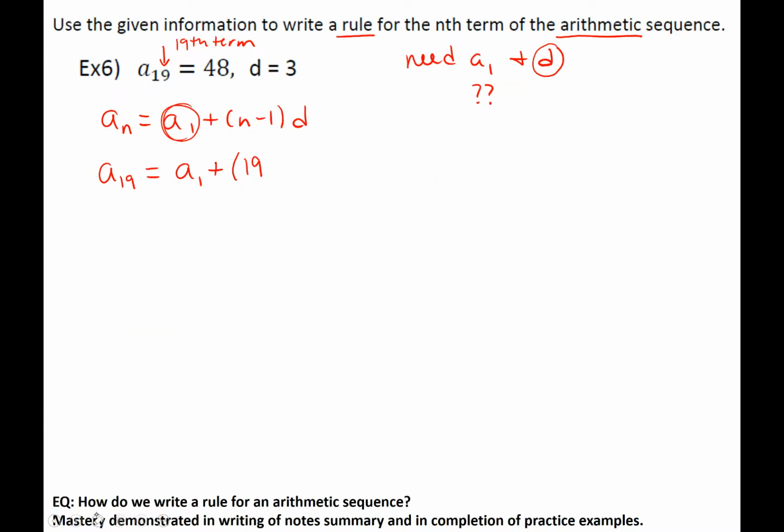Then, whoa, go back, honey. There we go. Okay, then minus 1. They did give me the common difference, d. And so here I have everything I need to find a sub 1 except the a sub 19. I can't have two variables, but they did tell me a sub 19 equals 48. So I'm going to plug in 48. I'm substituting or replacing.